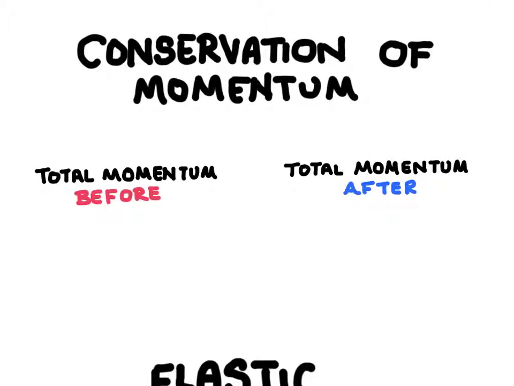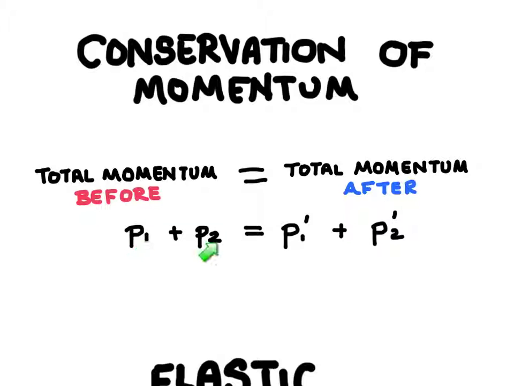Conservation of momentum means that the total momentum of both objects before they collide is going to be exactly equal to the total momentum of both objects after they collide. And this could be represented by this equation, where P stands for momentum, and P1 is the first object, P2 is the second object. This little symbol is a prime symbol, and it just means after. So we have the momentum of the first object after plus the momentum of the second object, and it's going to be equal to each other.